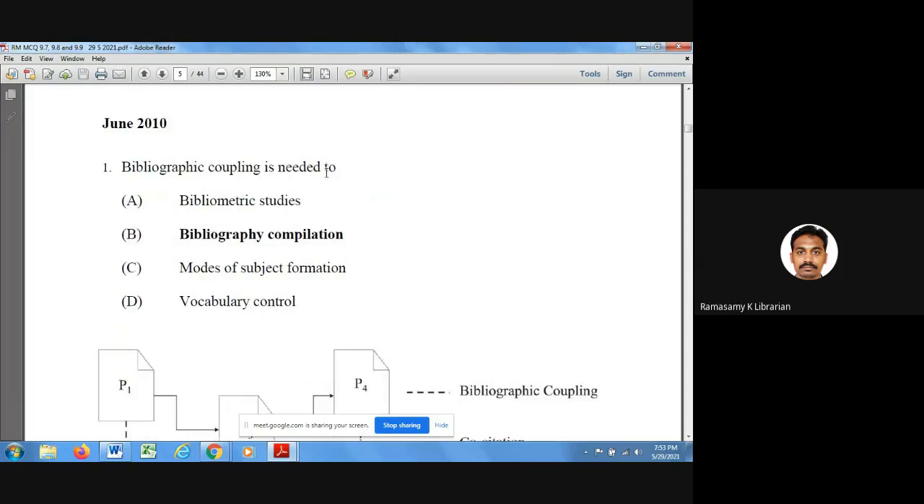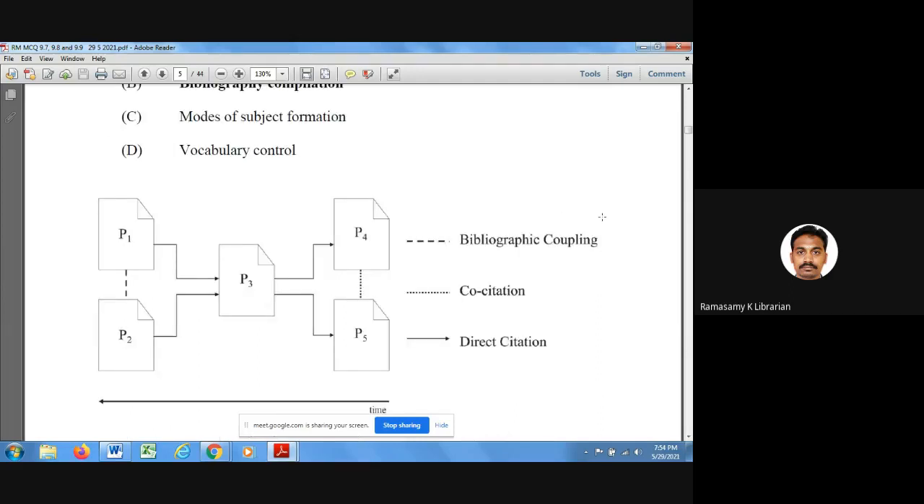Bibliographic coupling is needed too. Okay. What for? Bibliography compilation. When you are compiling a bibliography, you talk about bibliographic coupling. So always there is a confusion between these two terms, bibliographic coupling and co-citation. What is the difference between these two exactly? You just see this graph, you'll understand it.